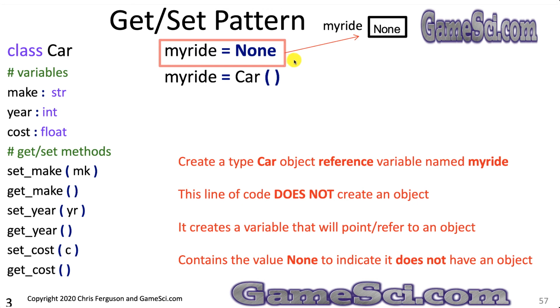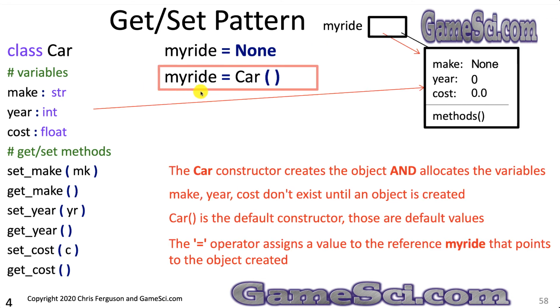Let's start easy. myRide equals None. I'll create an object reference variable with the value None in it. Create a type car object reference variable named myRide. This line of code does not create an object. It just creates a reference variable that will point to or refer to the object. It contains the value None to indicate it does not currently have an object assigned to it. None is a big fat flag that tells you I don't have an object.